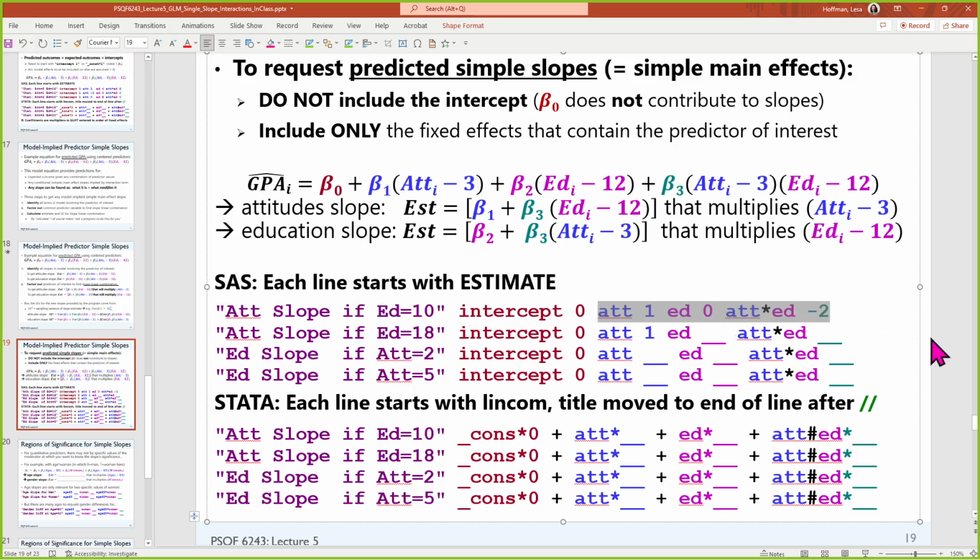So only terms that have attitude as part of them could possibly have a number after it, because we're getting this attitude slope out of the model. This one is 0 for the same reason. If I want the attitude slope for education equals 18, given that education is centered at 12, what goes here? This is a 6, yeah.